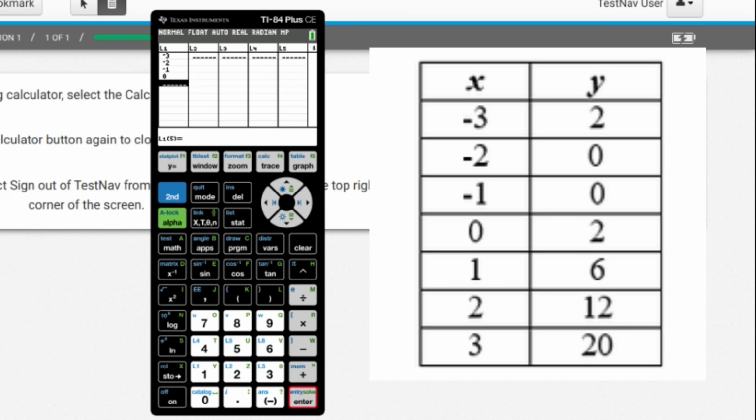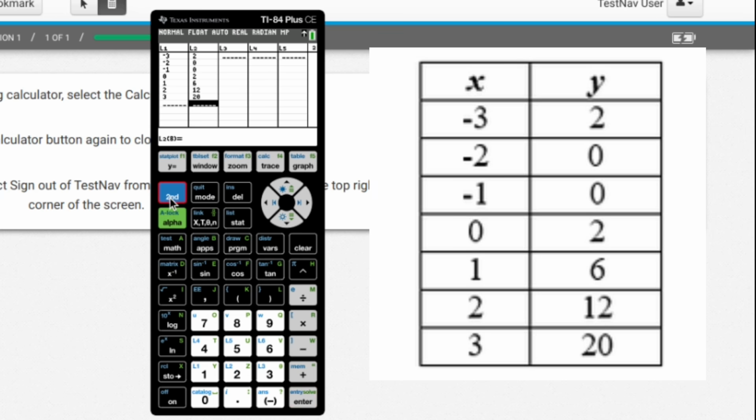0, enter. 1, enter. 2, enter. 3, enter. Then you go to L2 and you type those values in: 2, 0, 0, 2, 6, 12, 20. Now, we already know that this is quadratic, so we don't have to worry about finding out which one it is. We're just learning how to use this, or reteaching how to use this.